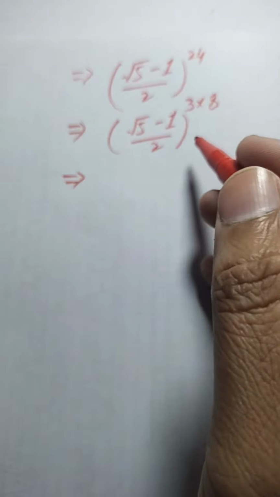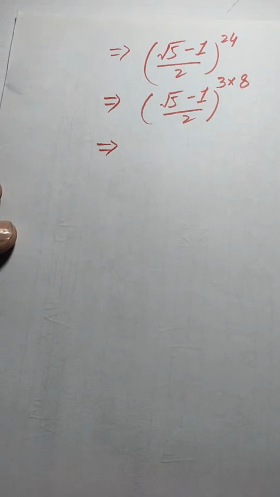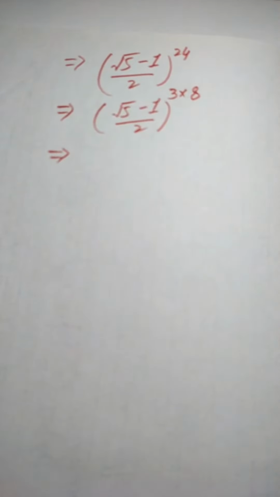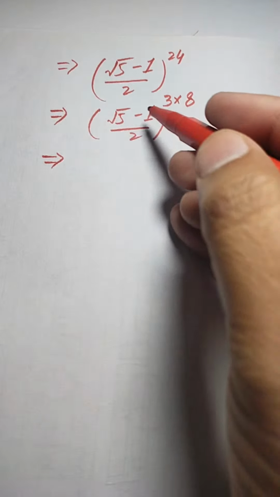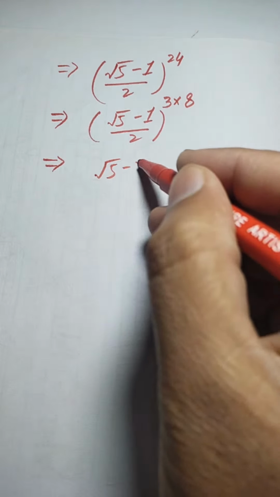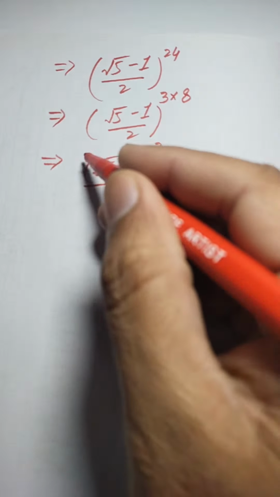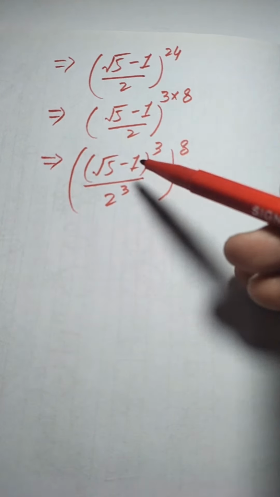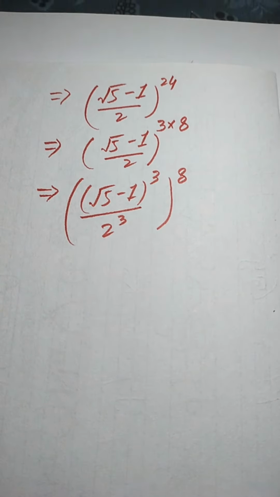So here we need to move this square root of 3 inside the term, and when we move this square root inside the term, it will be written in this form. So we have square root of 5 minus 1 whole cubed divided by 2 cubed, and its whole exponent is 8. Here we move this 3 inside the term.